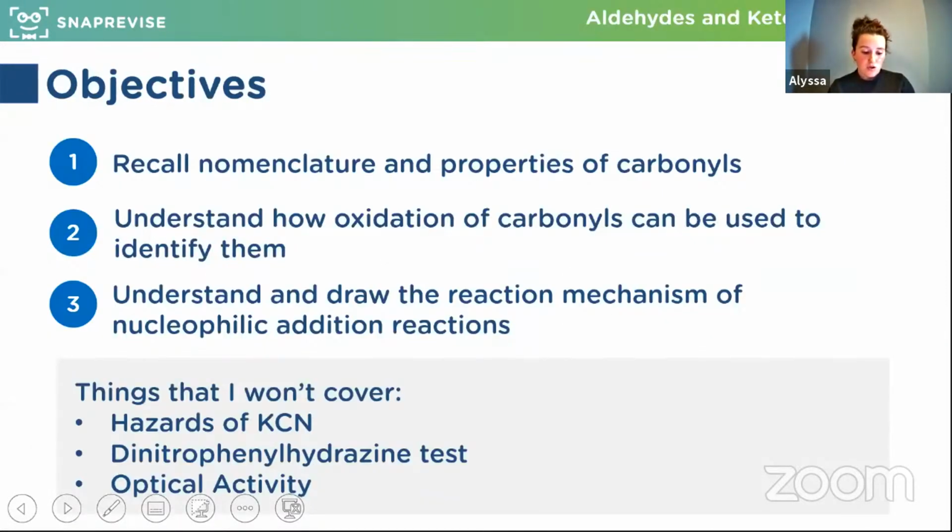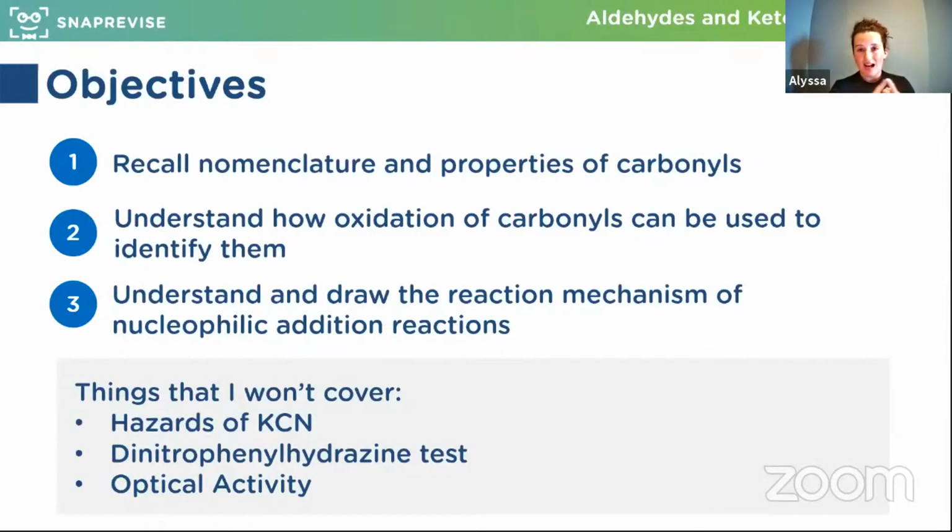Right. So what we're going to do this lesson, which is going to be just less than an hour because we're a little bit behind at the moment, is hopefully recall our nomenclature, how we name our carbonyls and some of their properties. We're going to specifically look at aldehydes and ketones. Then we're going to understand how oxidation of carbonyls can be used to identify them, so identifying tests. And then we're going to understand and draw the reaction mechanism of nucleophilic addition reactions.